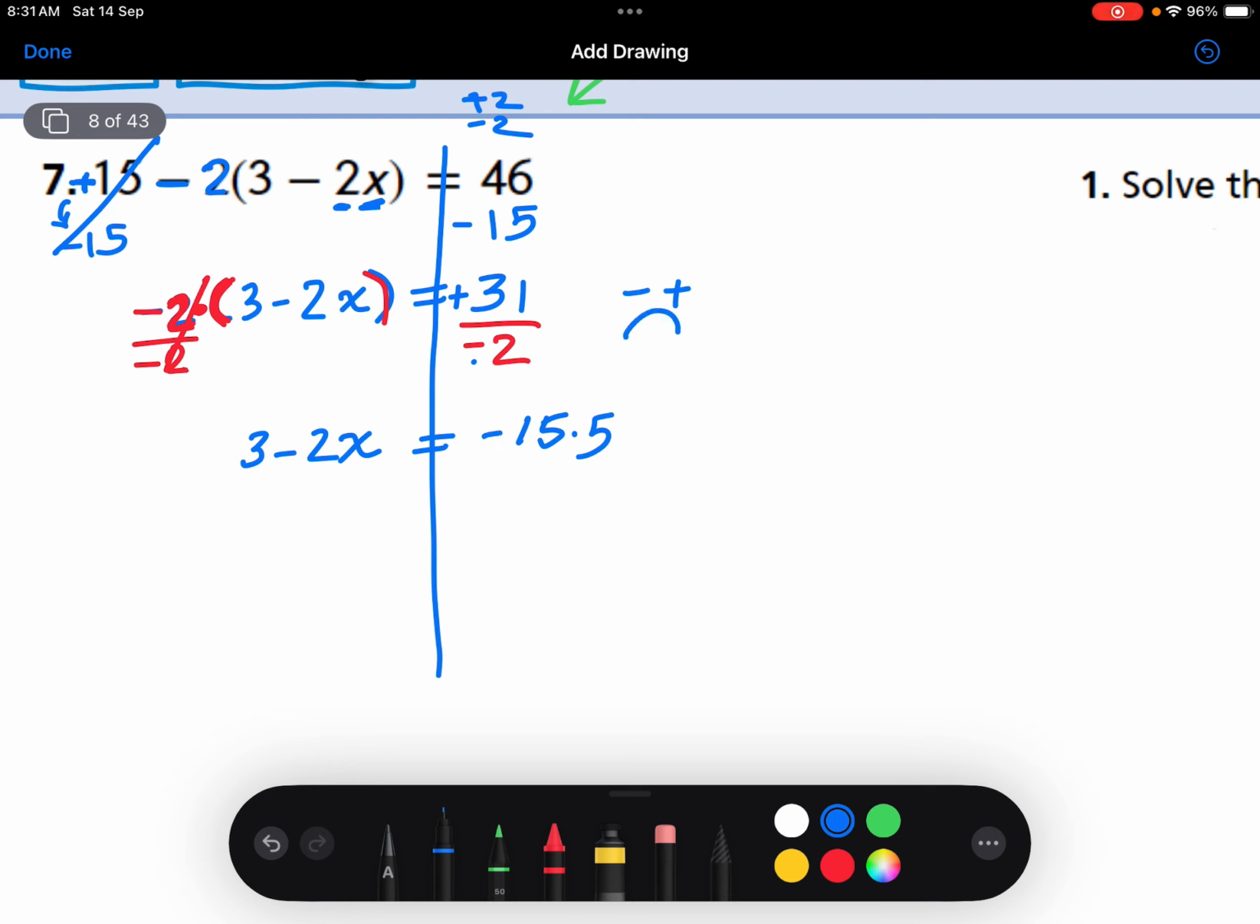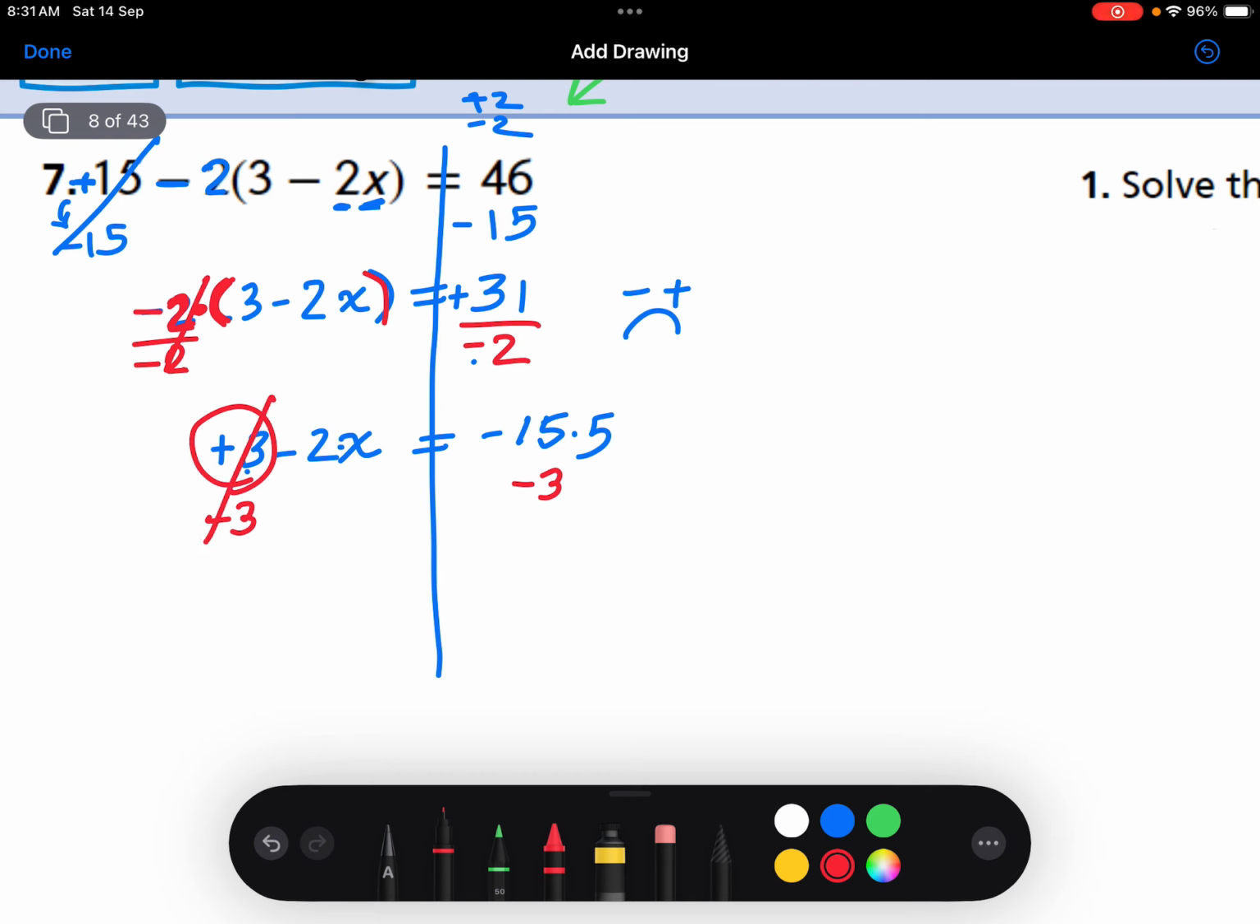Okay? Now from here, look, the 2 is associated with x and the 3 is far away from x. Again, ask yourself, what's the sign of 3? 3 is positive. I don't care about this sign that is here. This sign is a negative for the 2. The positive is for the 3. Now to cancel the 3 that is positive, we have to subtract by 3 on both sides.